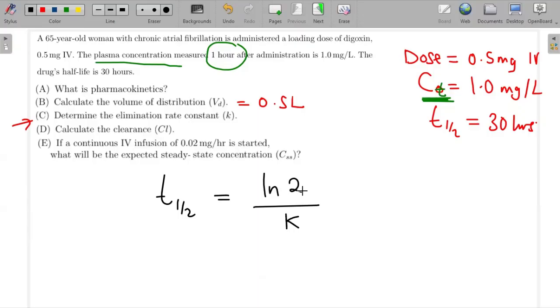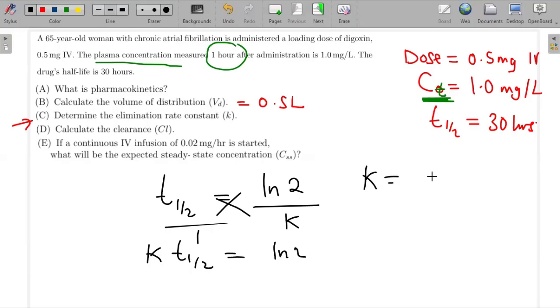Let me do it. So ln 2 gives you 0.6914718, something like that. So here my aim is just to make the K the subject. So I cross multiply, got to have K times half-life equals ln 2. Then I divide both sides by T half. So meaning K is equal to ln of 2 divided by the half-life.